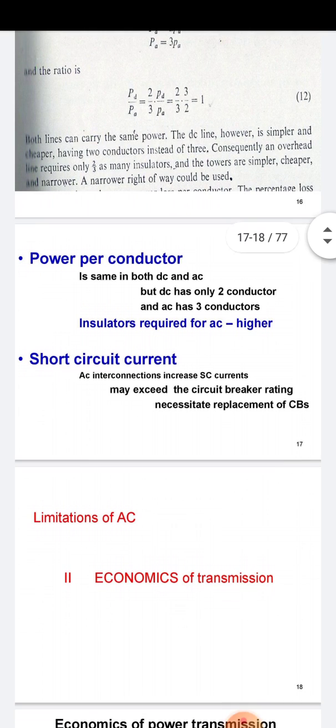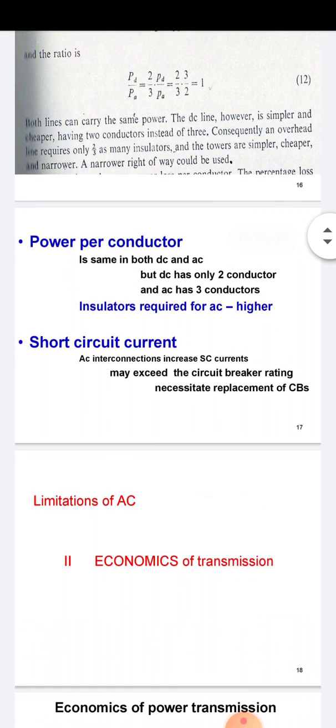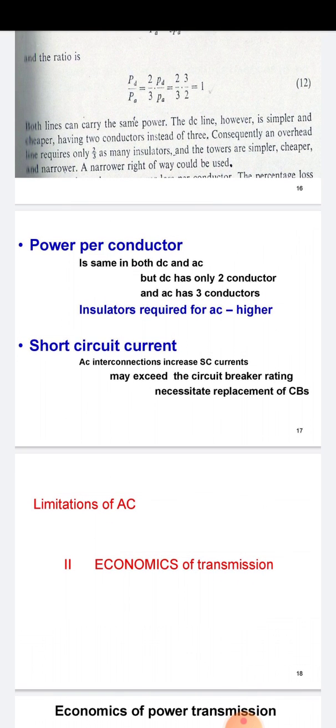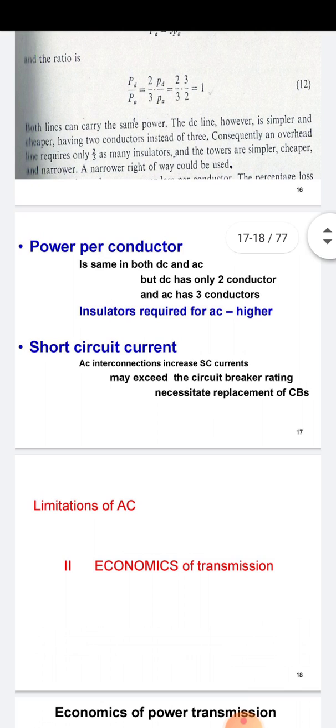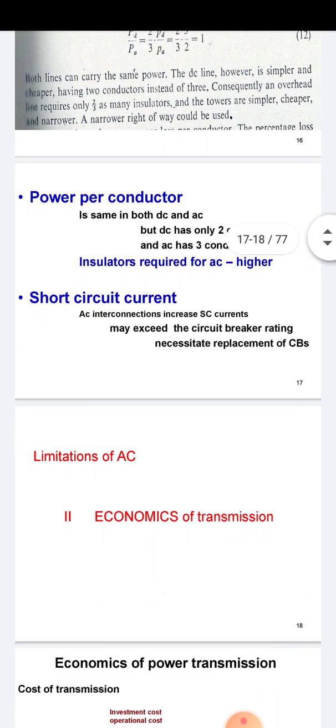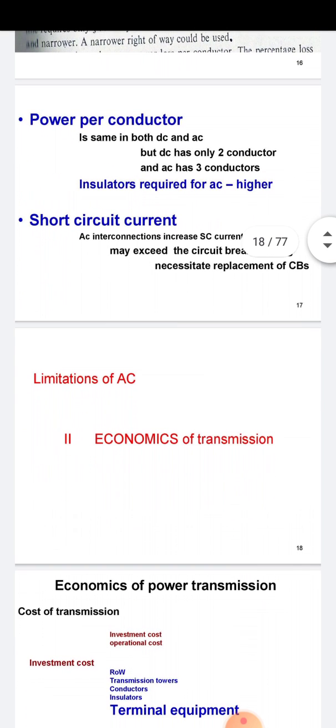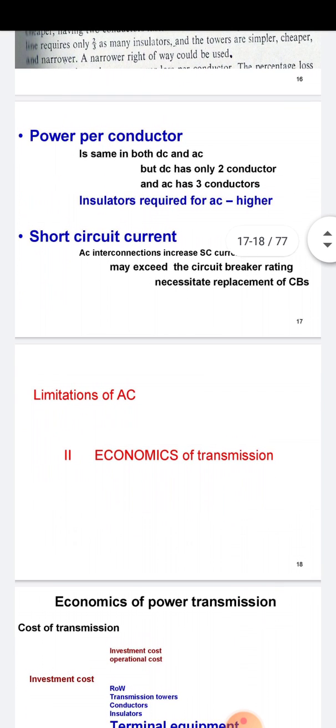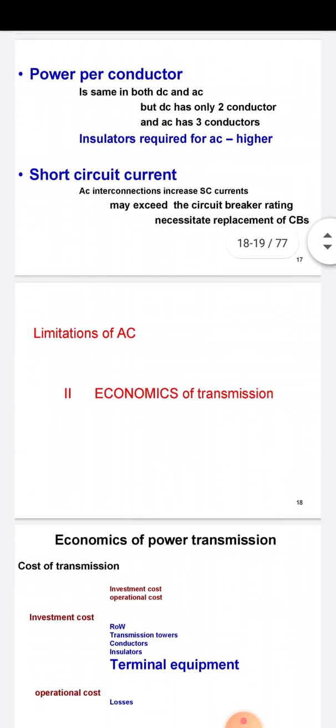Then short circuit current. Having interconnection increases the short circuit level, so interconnection is a must to consider during the short circuit current. Then the circuit breaker rating is always a necessity that depends upon the circuit breaker.